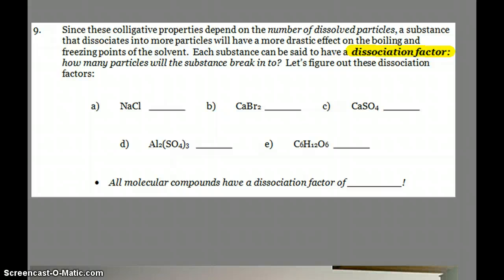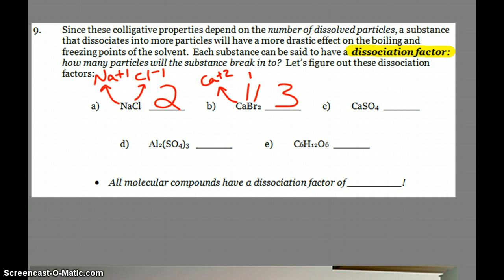If you remember on your water world test, this was the written part you had to turn in. You had to show me how a solute dissociates into water. So sodium chloride, for example, here has a dissociation factor of 2, because when you put this in water, it breaks apart into the sodium plus 1 ion and the chloride minus 1 ion. Calcium bromide has a dissociation factor of 3. It breaks into the calcium plus 2 ion and 2 of the bromide minus 1 ions.